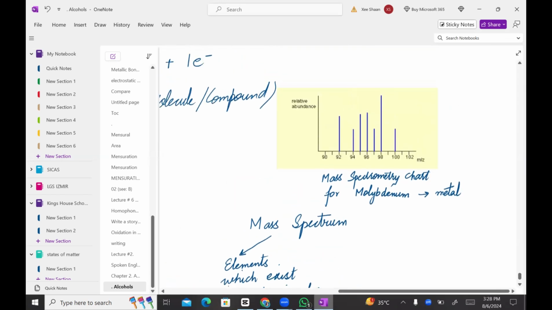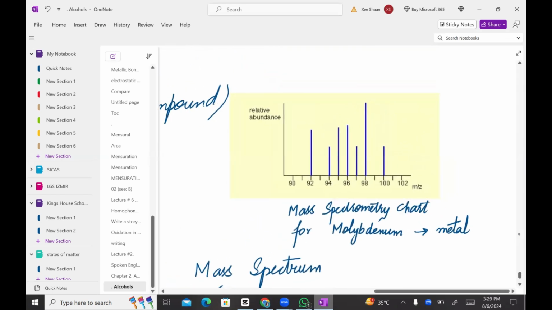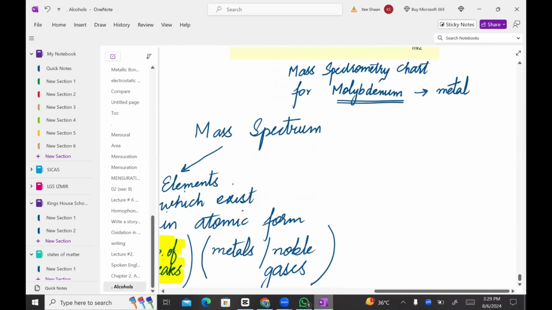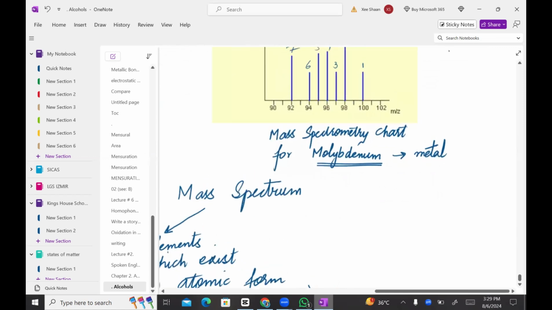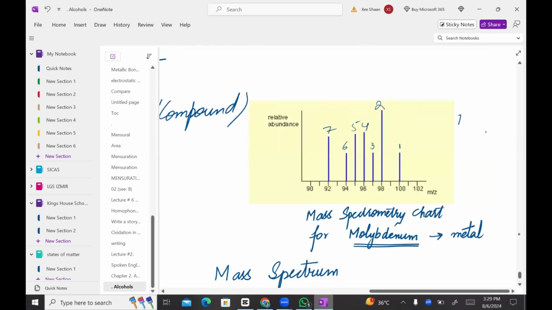If you come towards this one, how many peaks are there? You can see that there are 1, 2, 3, 4, 5, 6, 7. As we know that molybdenum is a metal, and we have studied that the number of isotopes is equal to the number of peaks. So there are 7 peaks. How many peaks are there? 7 peaks. So that means how many isotopes would molybdenum have? 7 isotopes. Is that clear, Sultan? Yeah.